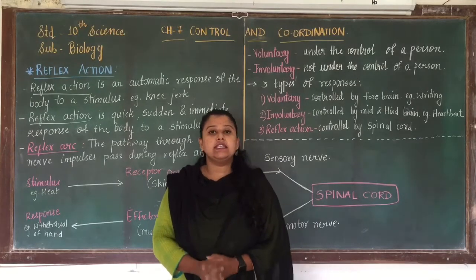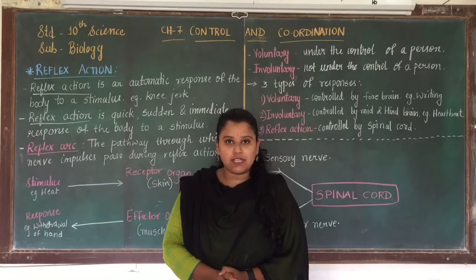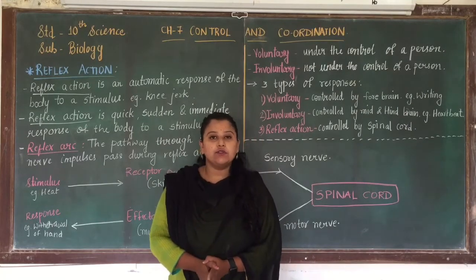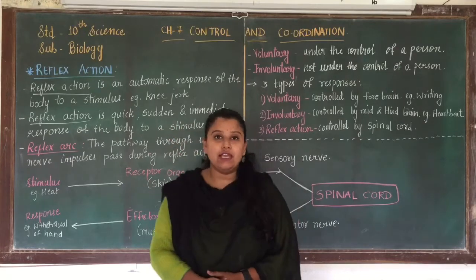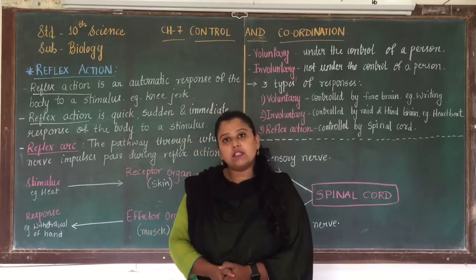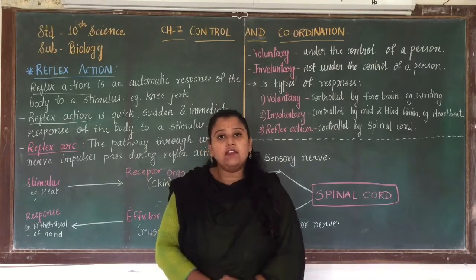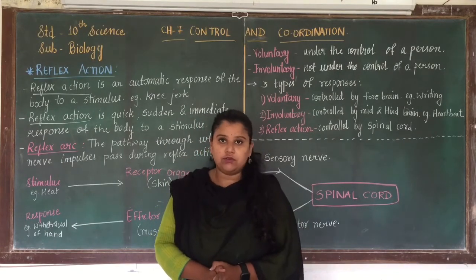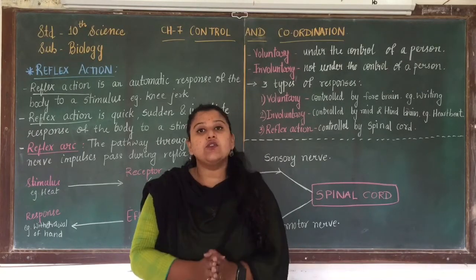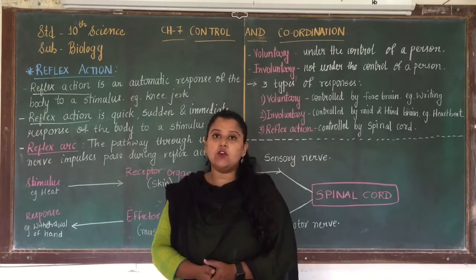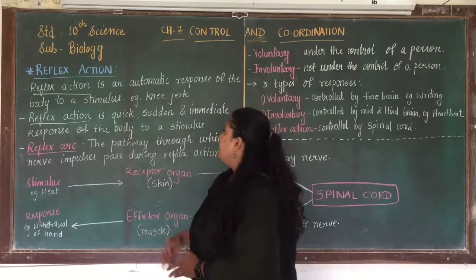Today we are going to see Class 10 science biology, the second part of chapter number 7, that is control and coordination. Today we are going to see the topic, that is reflex action. In the previous video, we have already seen the structure of the neuron and the basics of this chapter. So if you are having any problem regarding that, then you can check my previous video of this chapter in the description box.